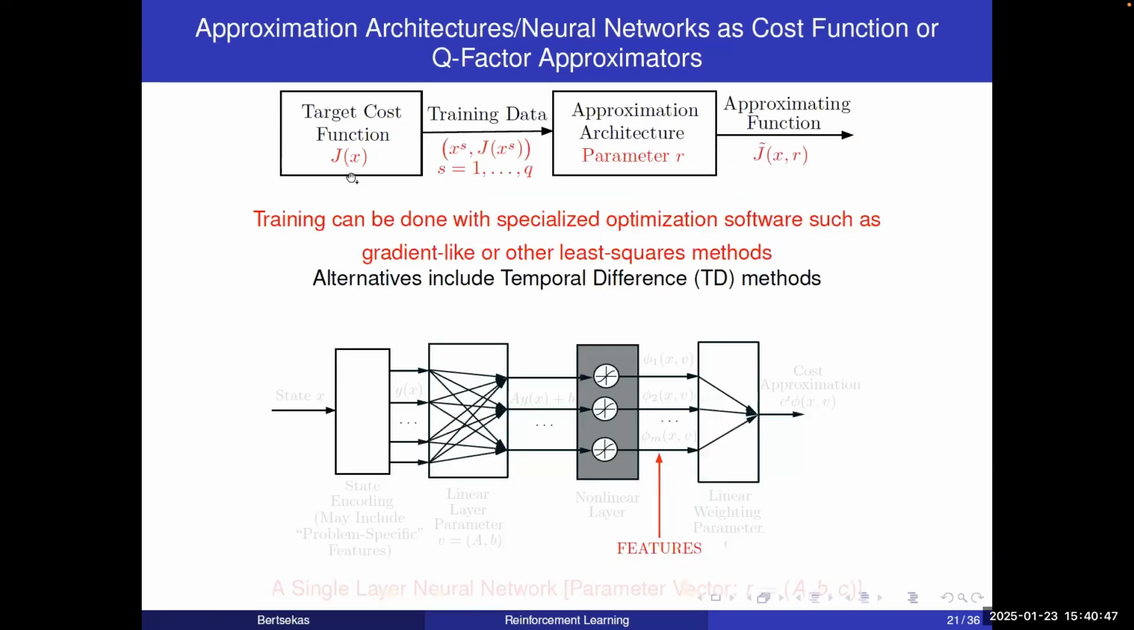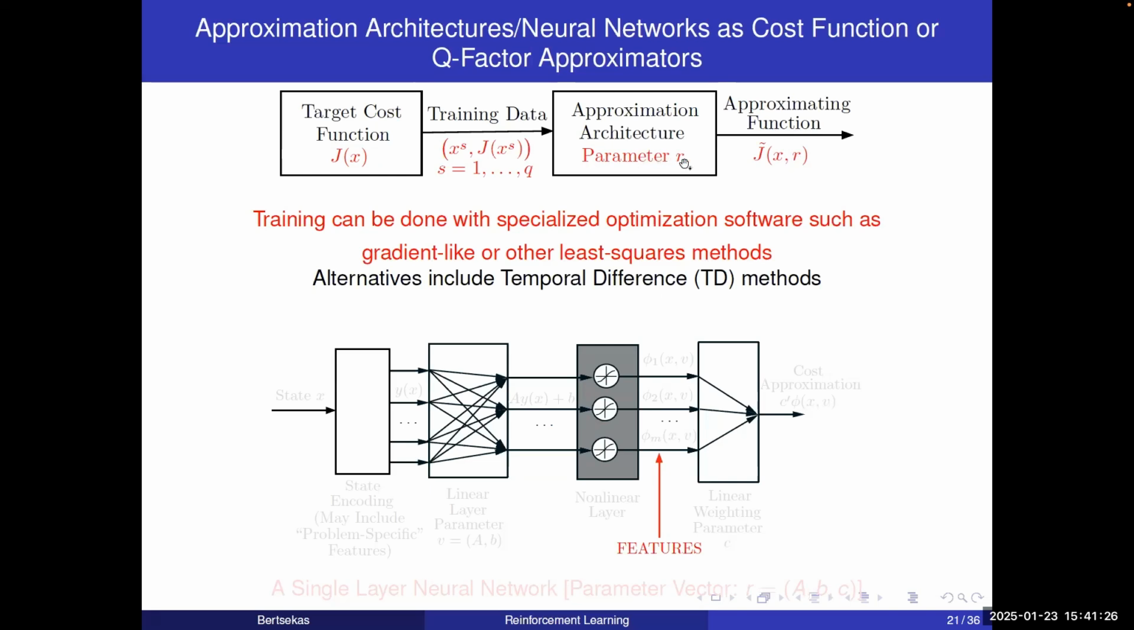Okay, I have a last slide before the break. This is a comment about the use of approximation architectures and neural networks. We're going to be using them in this course as cost function approximators or Q-factor approximators. And here's the picture for cost function approximation. We have a target cost function, J, which we want to approximate, J of the state. And we want to obtain an approximation from a family of parameterized functions. R here is a parameter.